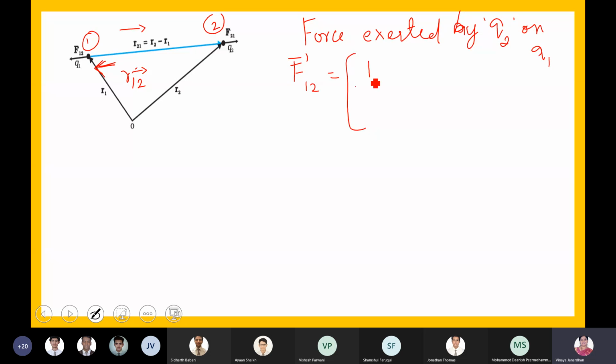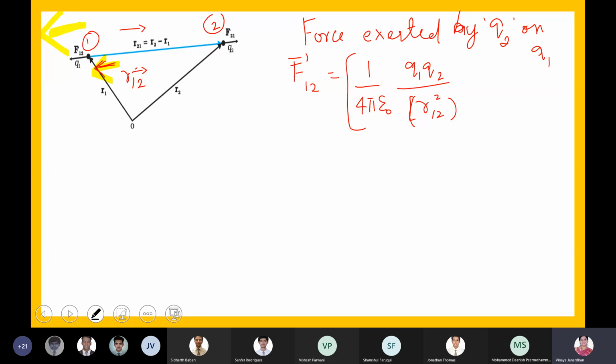That will be 1 by 4 pi epsilon naught Q1 Q2 divided by the square of the distance between them, R12 squared. Because F12 is acting in which direction, boys? F12 is acting from 2 to 1. So which vector do I have to take into consideration? The distance, it is R12. Are you clear?